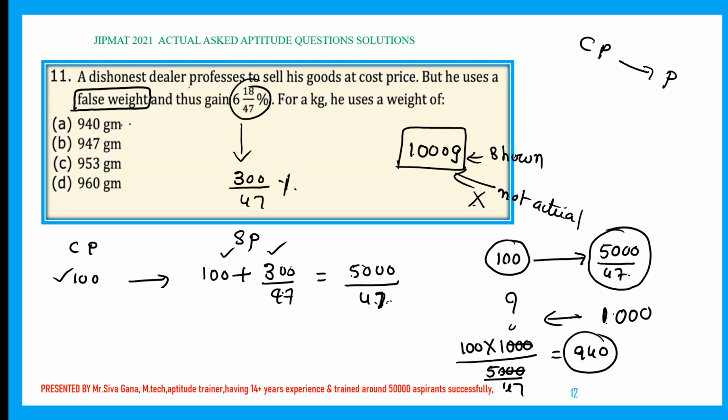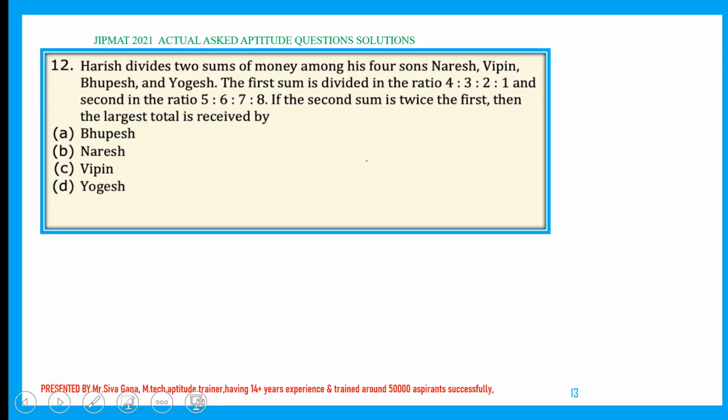That's it. It is 940 grams. So on the pan he is showing 1000, but its actual weight is how much? 940. Beautiful, good quality question, my dear viewers, from the topic of profit and loss discount.